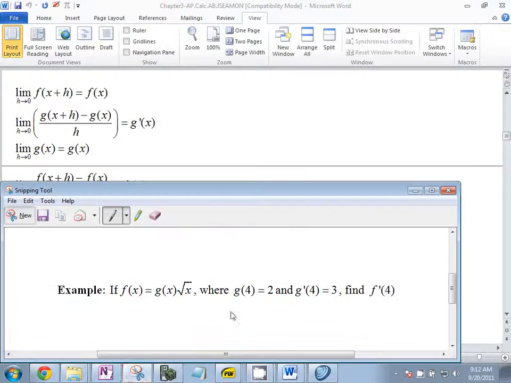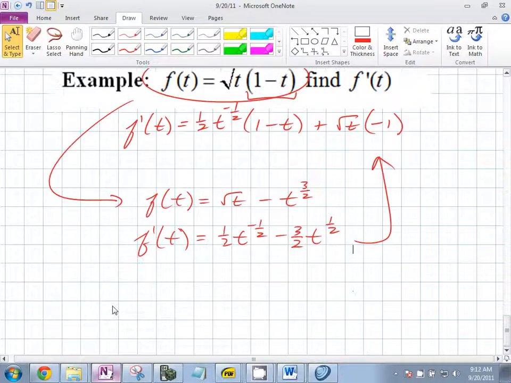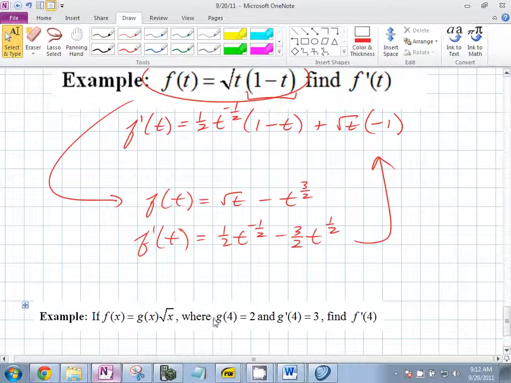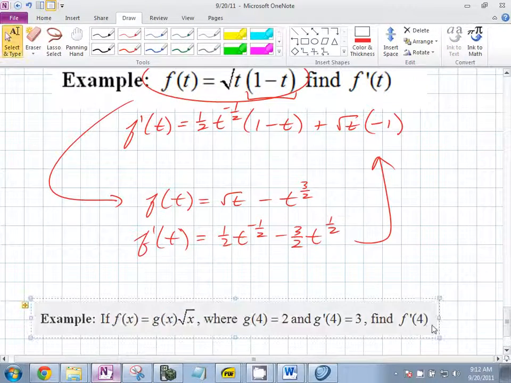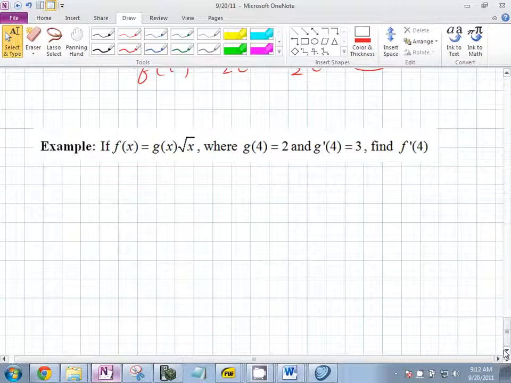If I said f of x is g of x times the square root of x, where g of 4 is 2 and g prime of 4 is 3, find f prime of 4. f prime of 4 means find the derivative of f and plug in 4.